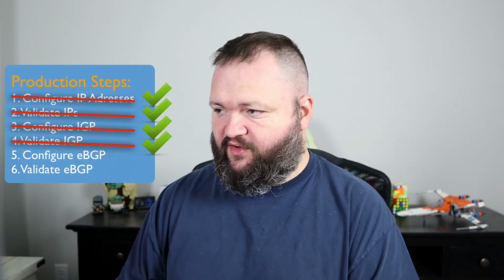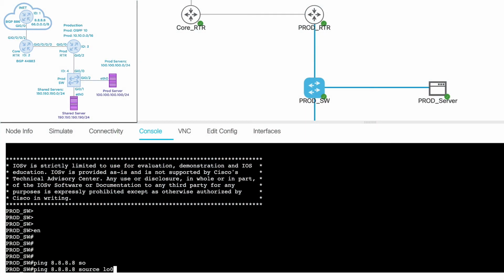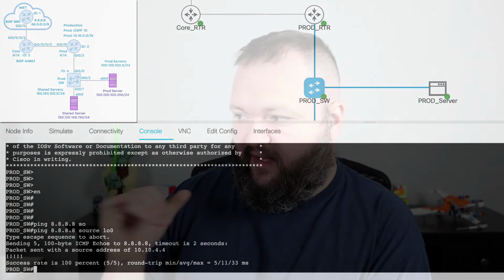So now, just for giggles, from production switch 1 here, we're going to go ahead and ping our internet access, our internet service, if you will. And that's because it's just going to be our 8.8.8.8 address. We're going to source that from our loopback 0 just to make sure that works. And it works. So we have end-to-end connectivity from our production switch to the internet.